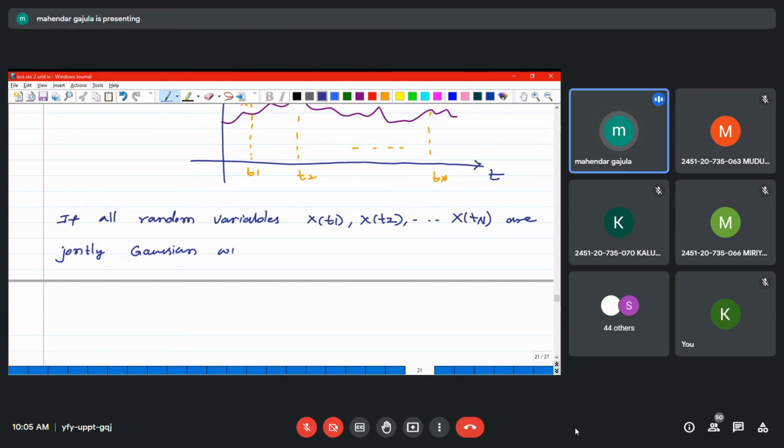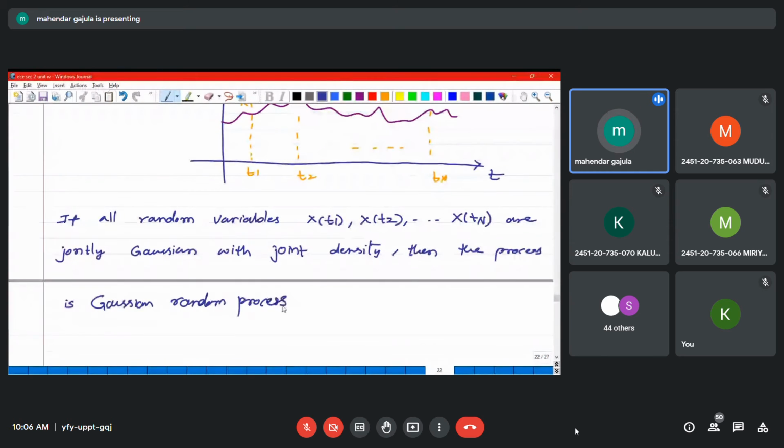Then the process is called Gaussian random process. Or if you simply write a Gaussian random variable as a function of time, it's also correct. Otherwise, if you draw this plot and from this, if you write this statement, it is very good.